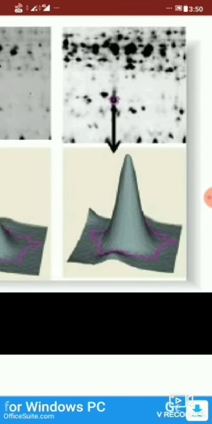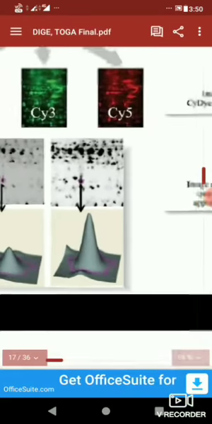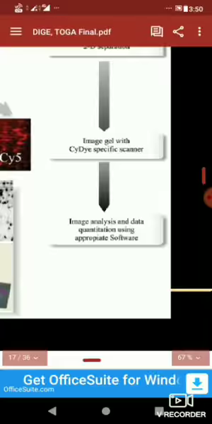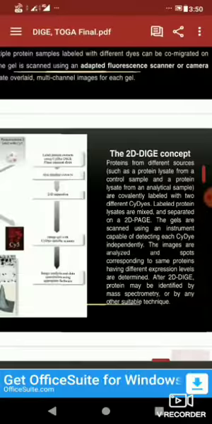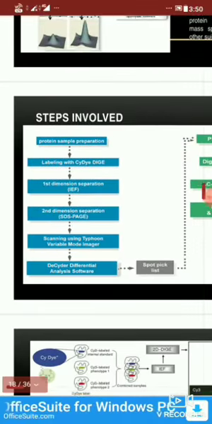Also, you can isolate the protein from the gel itself directly. The protein spot can be picked from there. It can be isolated and it can be studied using different software. So that is what I have explained in the next slide.